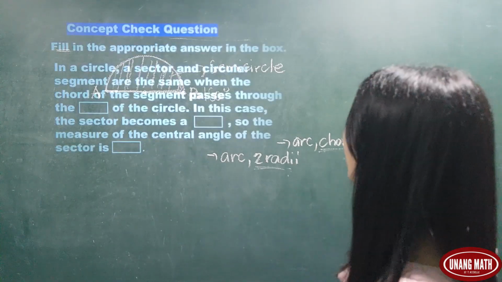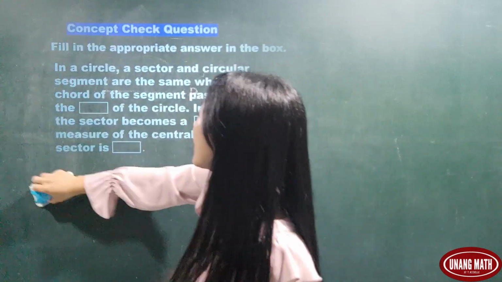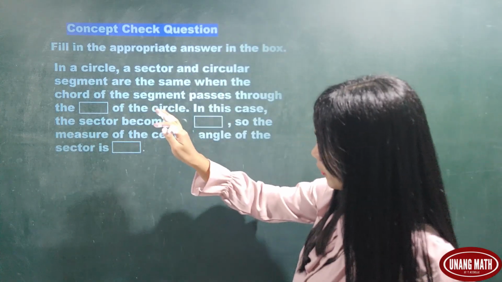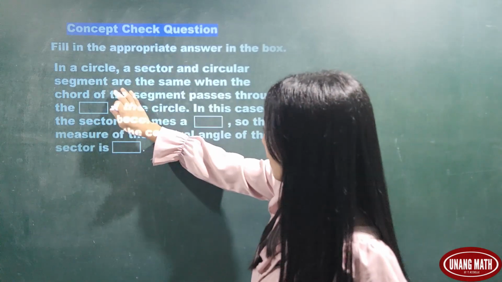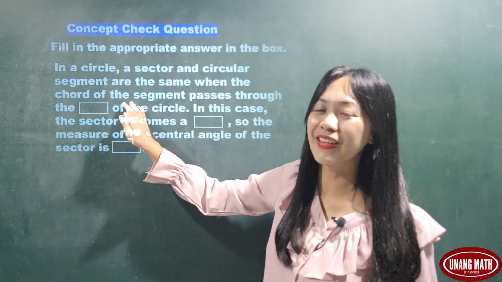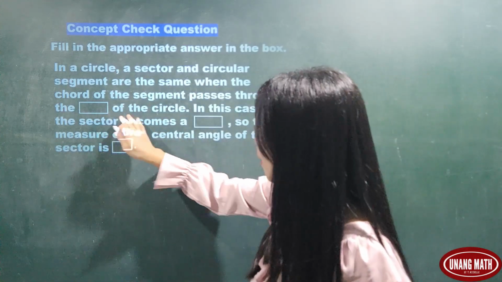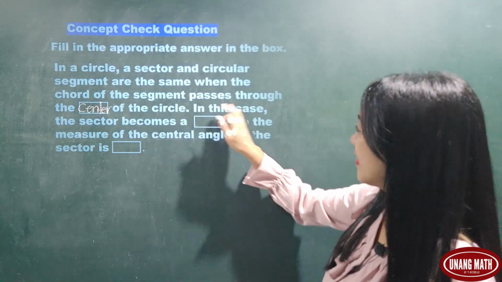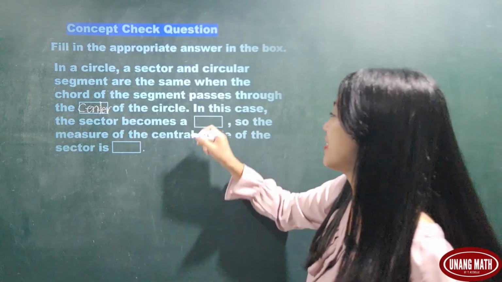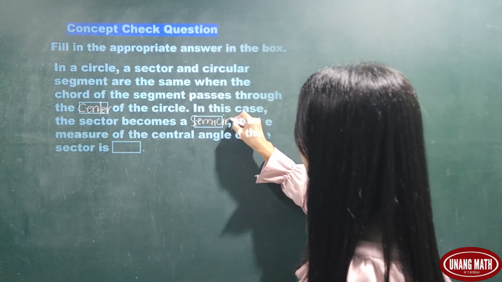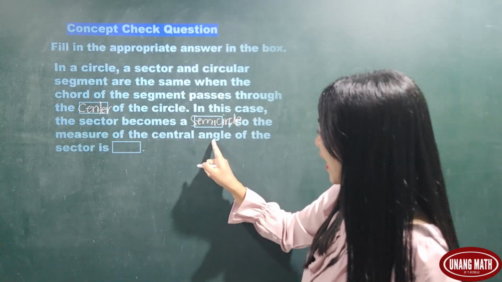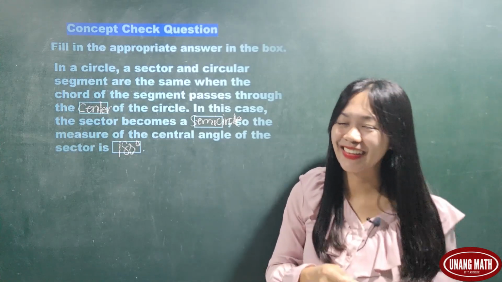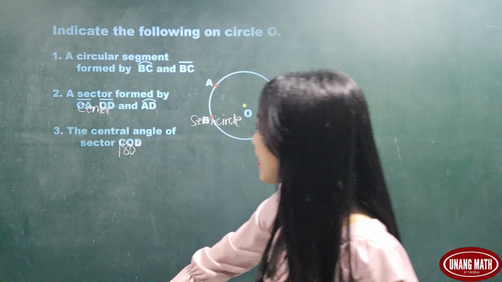Let's have more of this by answering this concept check question. Fill in the appropriate answer in the box. In a circle, a sector and circular segment are the same when the chord of the segment passes through the blank of the circle. So it will be the center of the circle. In this case, the sector becomes a semicircle, so the measure of the central angle of the sector is 180 degrees.